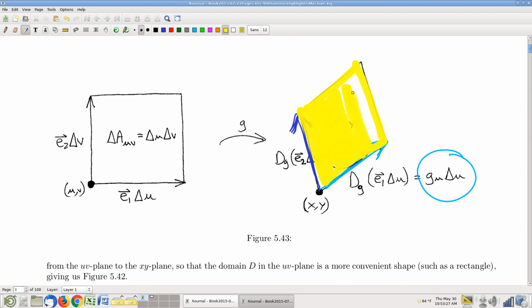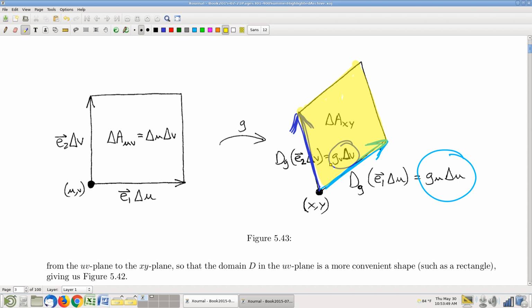We just want to know how big this thing is. More specifically, I want to know this area is what stretching factor times that area. I already know this area. This area is delta U, delta V. But what is it that I multiply by delta U, delta V to compute this area, this parallelogram?